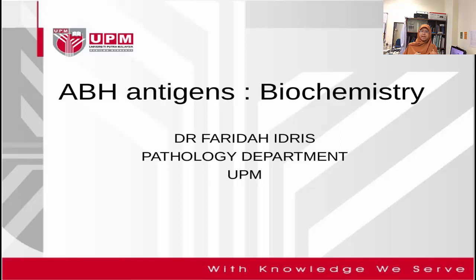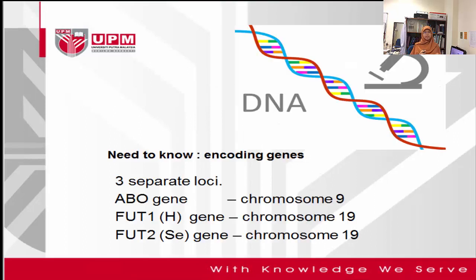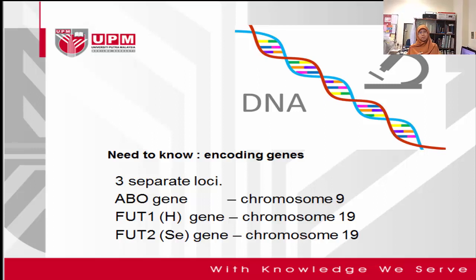Before I discuss the biochemistry, it is important for you to know about the encoding genes in the formation of ABH antigens. There are three separate loci of genes that are involved in the formation of these antigens. The first one is the ABO gene, which is present on chromosome 1. The second one is the H gene, also called the FUT1 gene, and the third one is the secretor gene, also called the FUT2 gene, and both of these are present on chromosome 19.